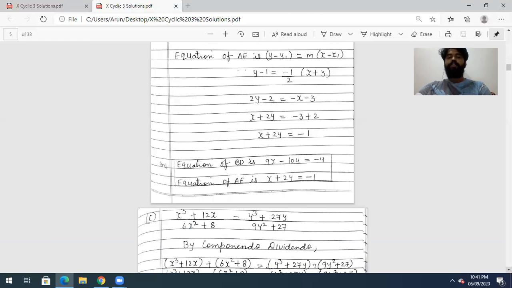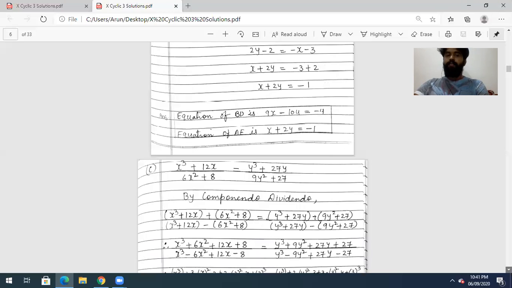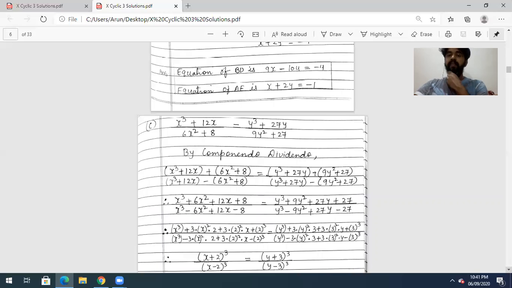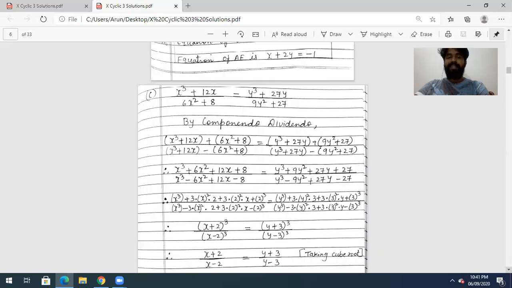So therefore, equation of BD is 9x minus 10y is equal to minus 4. And equation of AE is x plus 2y is equal to minus 1. I hope you've understood this question. Moving on to question 1c.